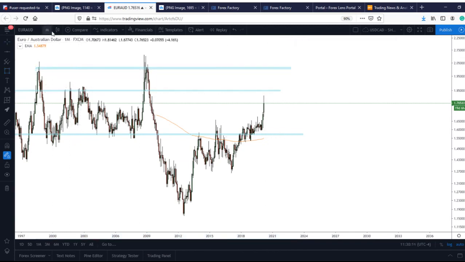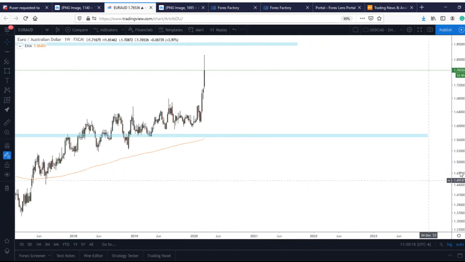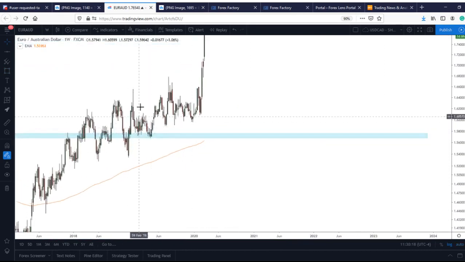So now we have that. Now we go to the weekly to confirm our bias. And on the weekly, you can see that same higher high, higher low, higher high, higher low, higher high, higher low, and so on. So a nice upwards price action.